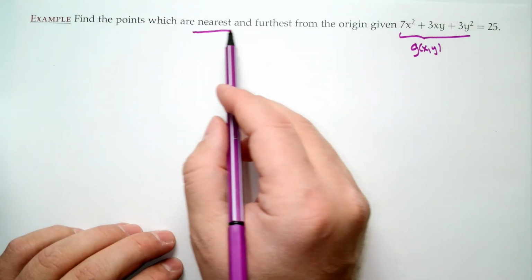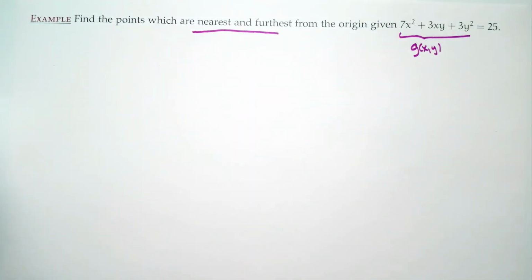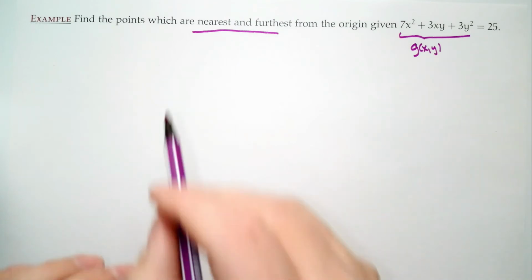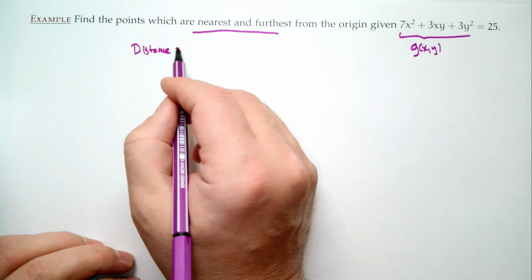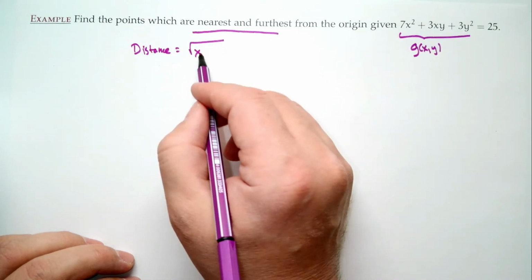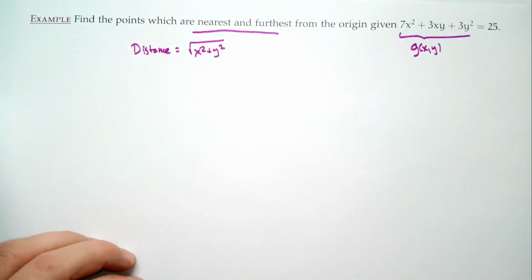someone has seen it. See, we want to be nearest and furthest. So whatever it is we're measuring? Distance. So the distance is what we're trying to optimize, and that's the square root of x squared plus y squared. And now we're saying, okay, so that's what we have to optimize.